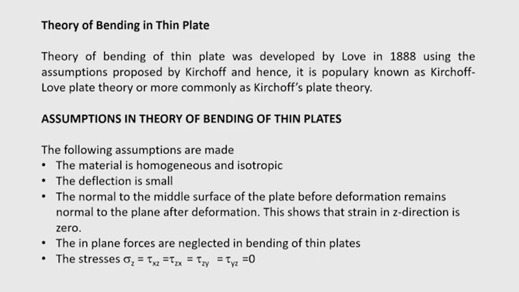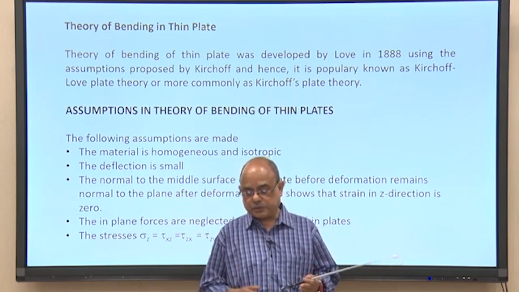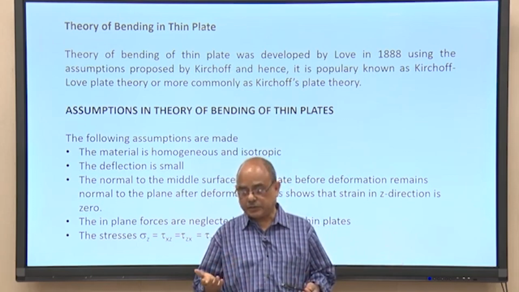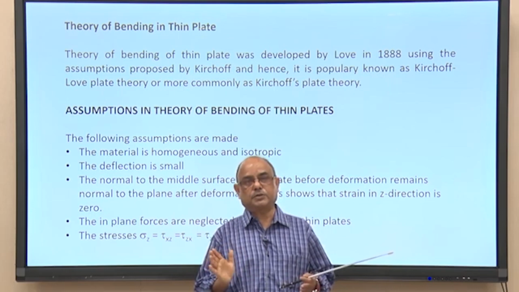Then the third assumption, which is very important: the normal to the middle surface of the plate before bending remains normal after bending. This shows that the strain in the z direction is 0 and the length of the normal does not change.